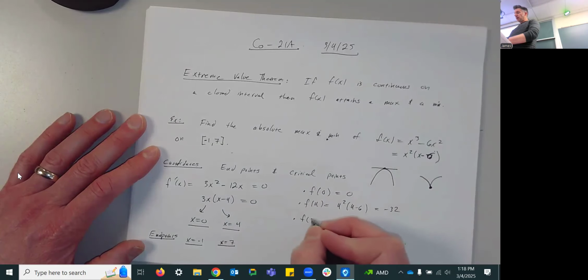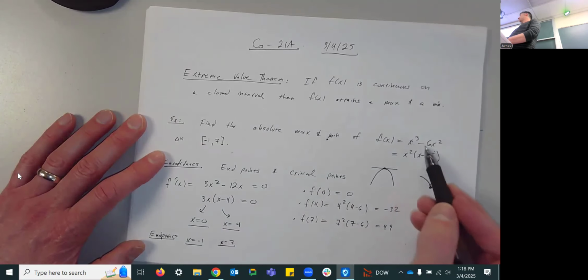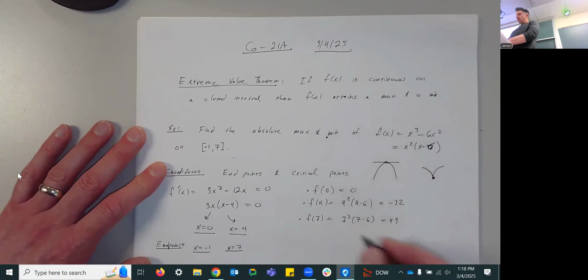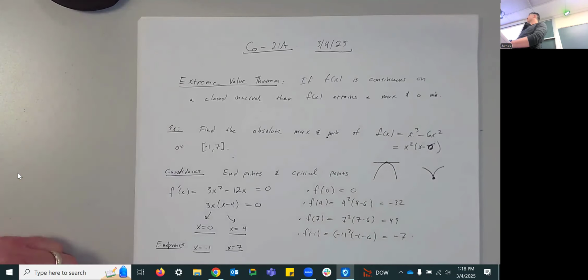F of 7 is going to be 7 squared times 7 minus 6, which is 49 times 1. Much easier than doing 7 cubed minus 6 times 7 squared. And then finally, f of negative 1 is going to be negative 1 squared times negative 1 minus 6, which is 1 times negative 7, negative 7.